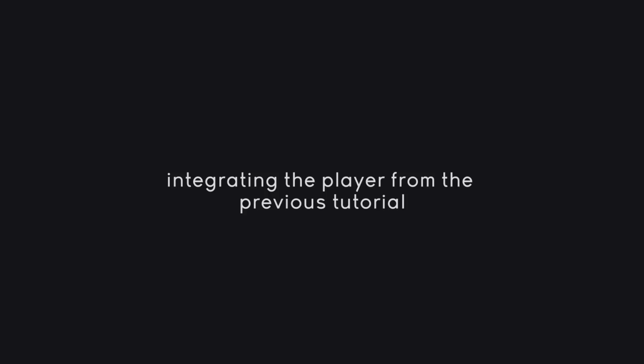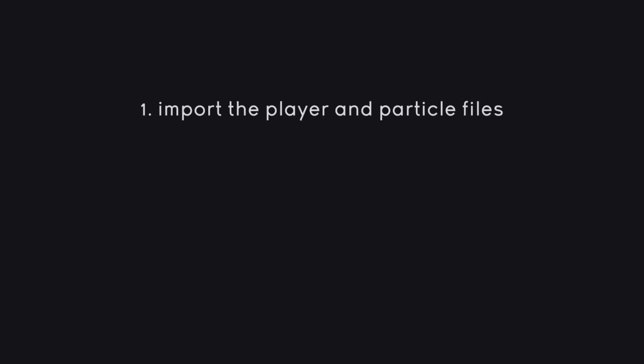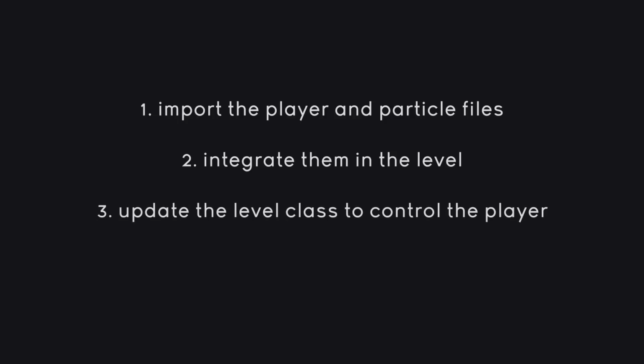So let's talk about how to import the player. And fortunately, this shouldn't be all that difficult because most of our basic setup is identical. So let's talk about what we have to do. First of all, we have to import the code for the player and for the particle effects. And then we have to integrate them into our level. Then next up, we have to update our level class so that we can use it to control the player. And then we also have to update the methods for the particle effects so we can check if the player is jumping or falling. And again, for all of this, if you have not watched the first part of this series, you will be completely lost. So just a warning.